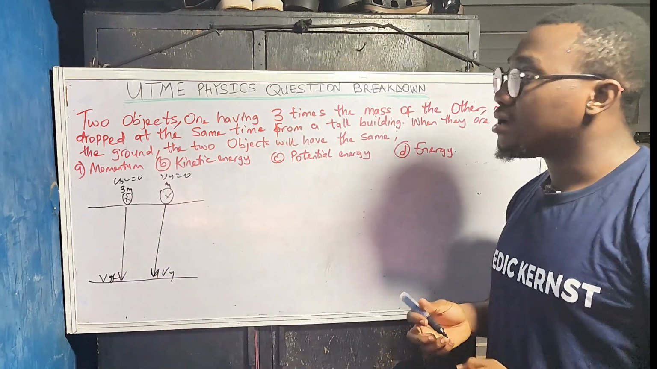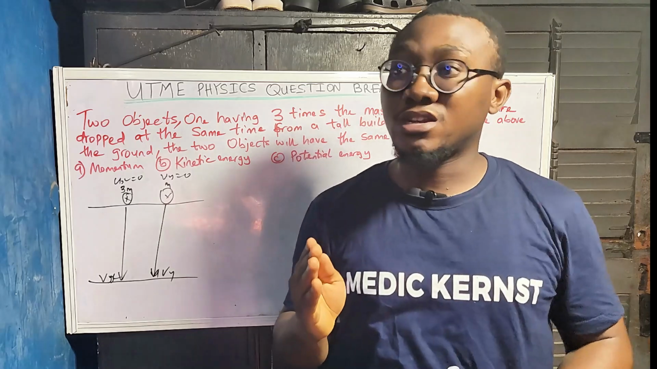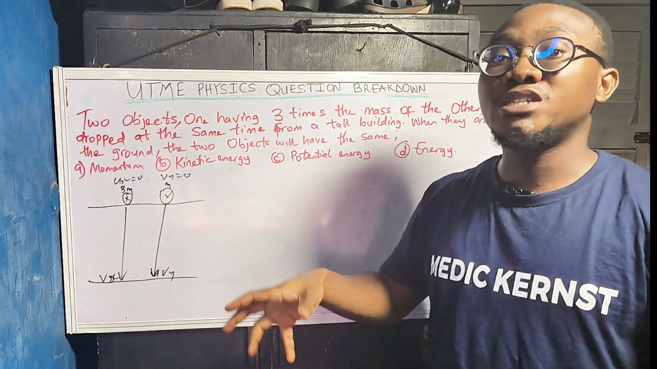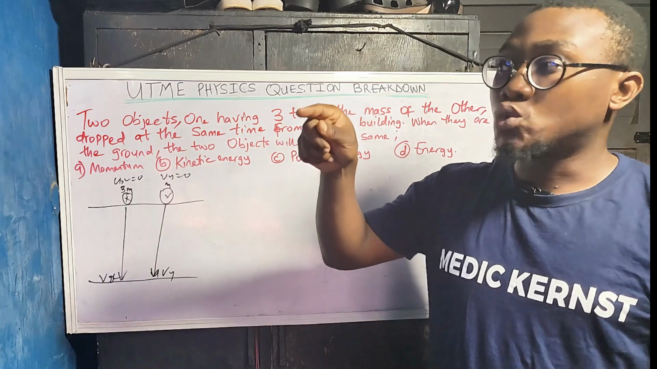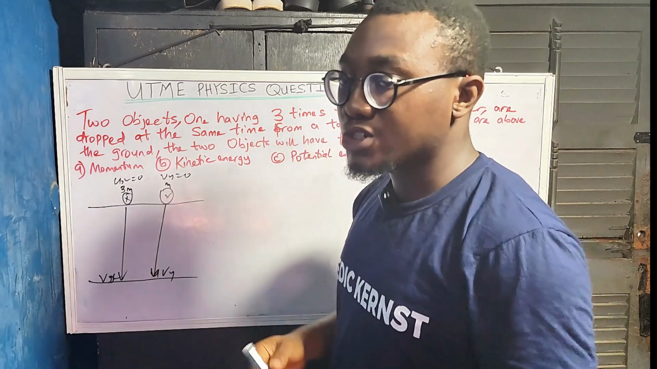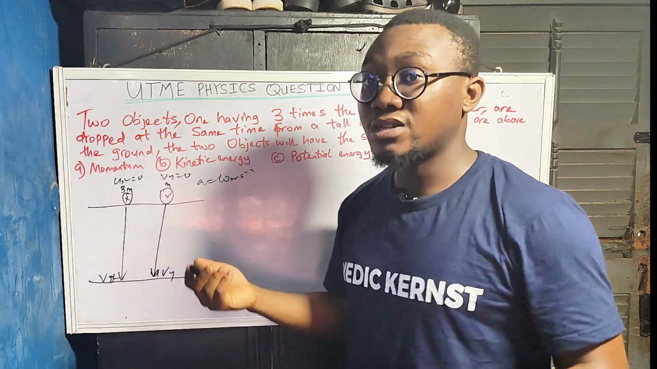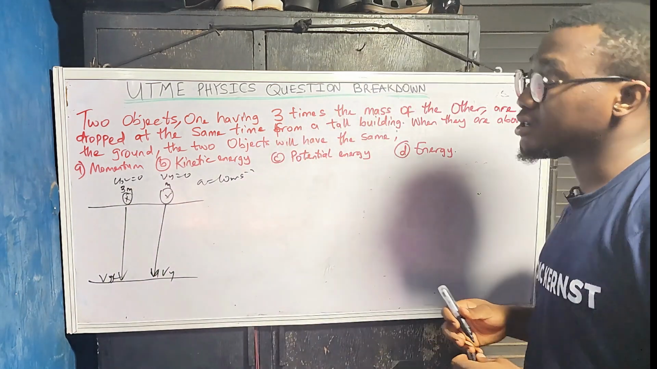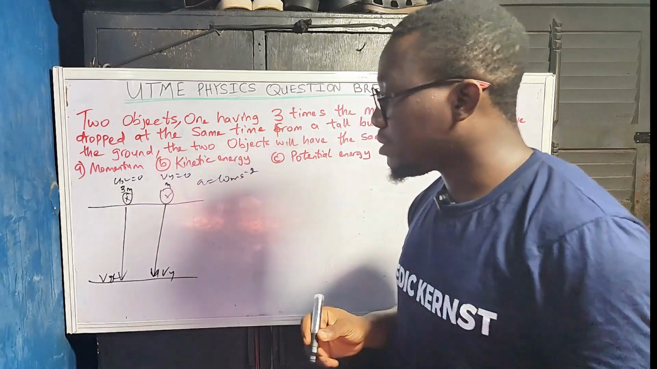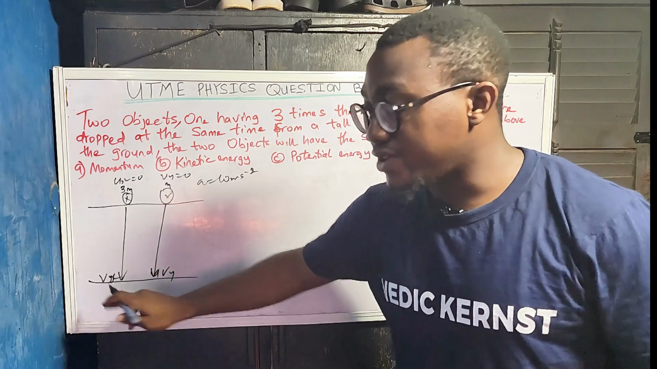What else are we given? Any object that is acting under gravity, like when you drop a pen from the top of a building, so far as it is within the Earth's gravity, it will have an acceleration due to gravity. So we're also given acceleration due to gravity, which is 10 meters per second squared. It's actually 9.81 meters per second squared, but let's use 10 for easy calculation. Now let's calculate our vy and vx.